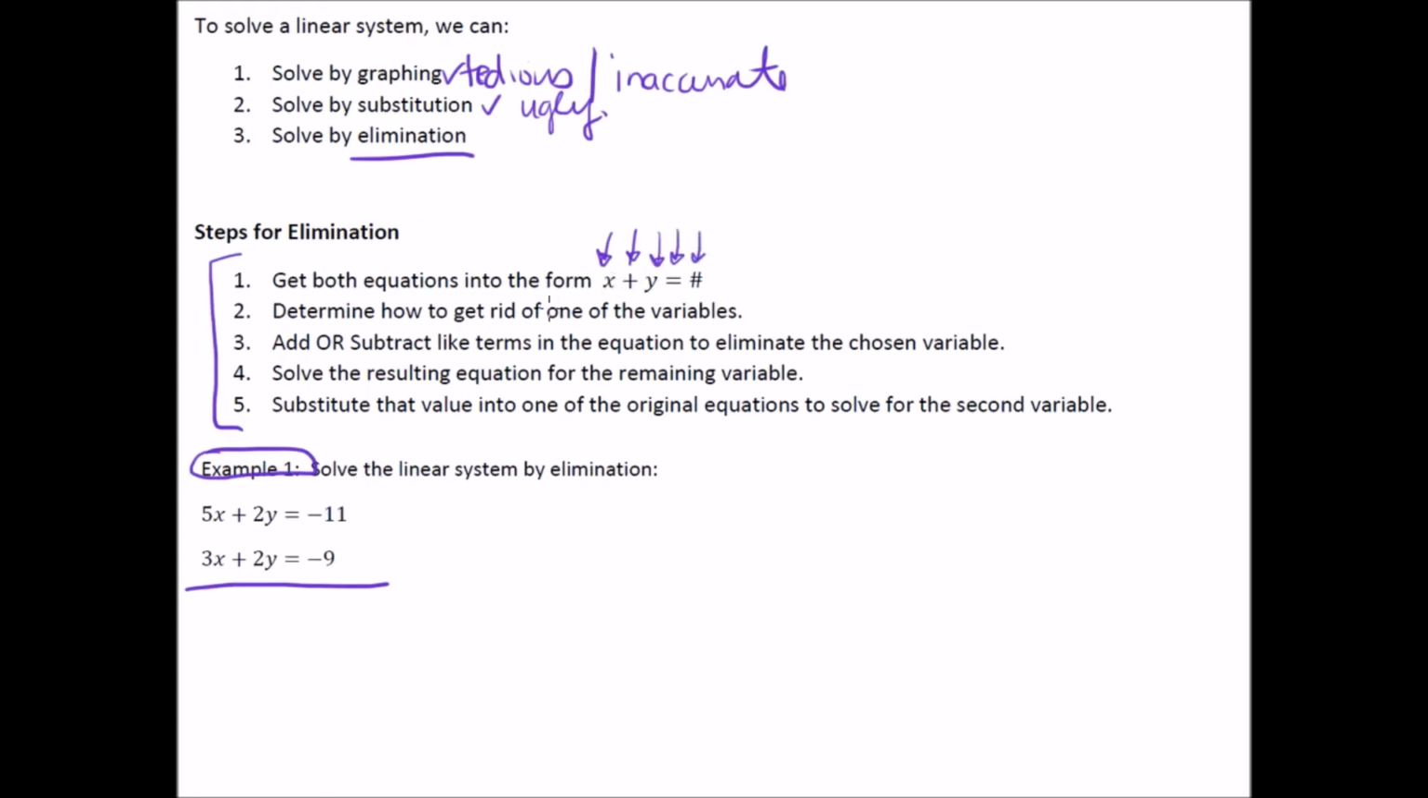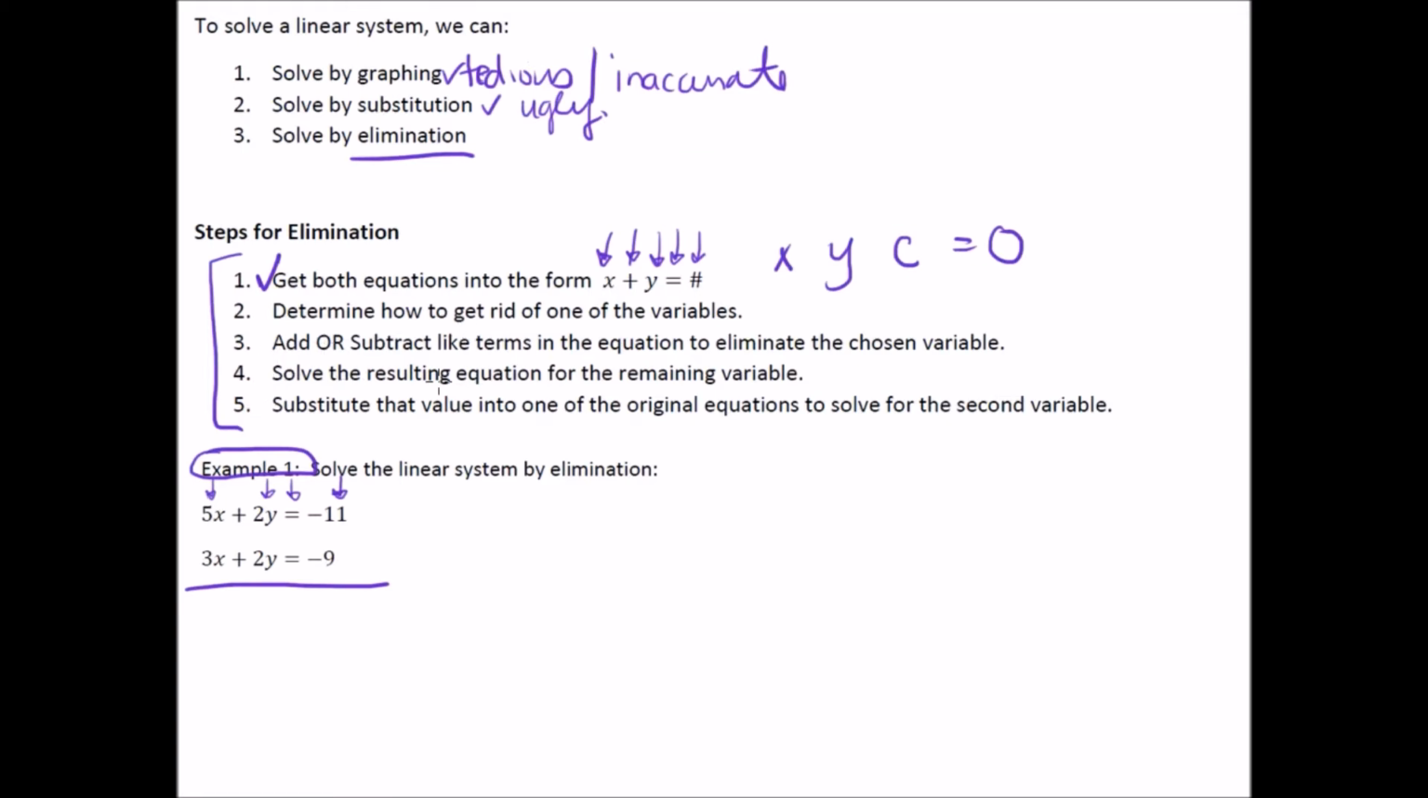Okay, you can do it x, y, constant, and then equals 0, as long as they're both in the same order. Okay. So let's take a look at example 1. We have the x, the y, then the equal sign, and the constant on the other side. So we have that for both of these. So step 1 is good to go. We just have to make sure again that they're both in the same order.